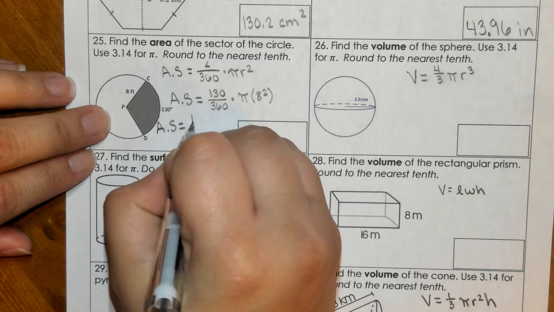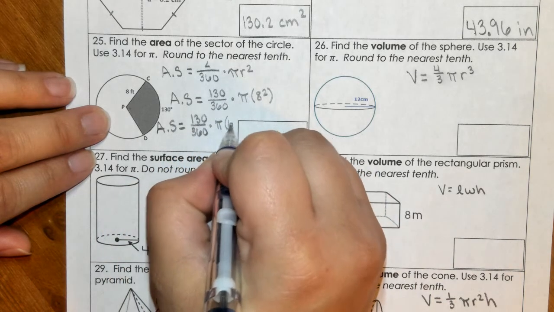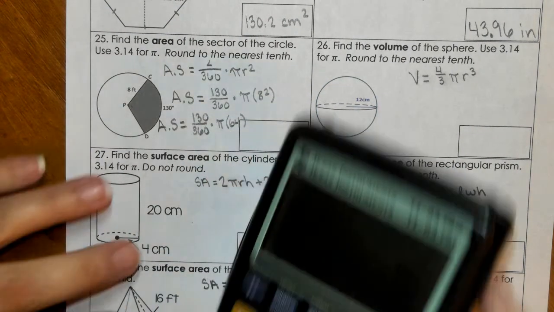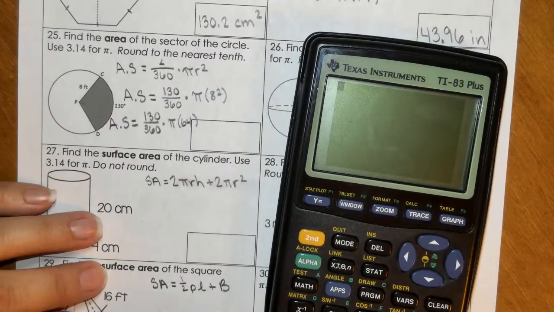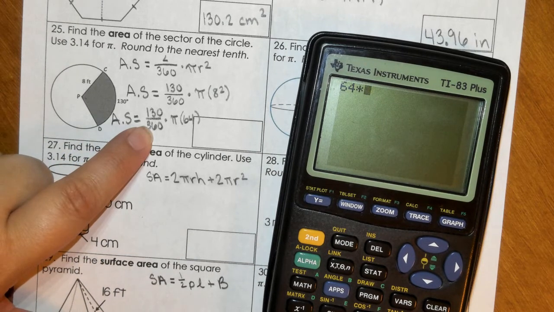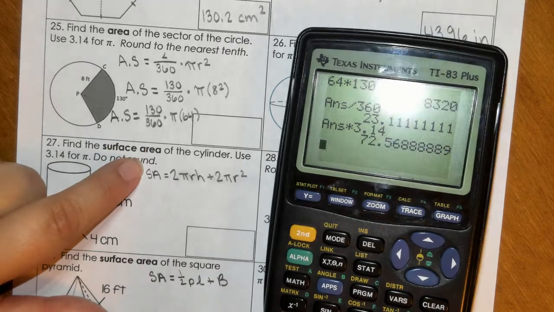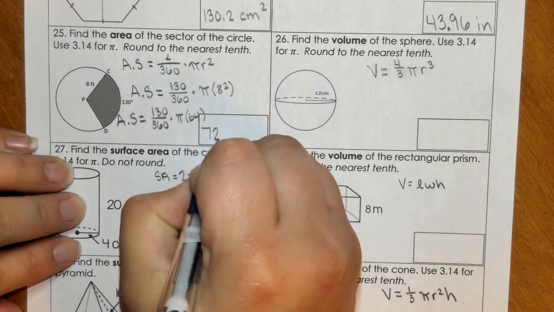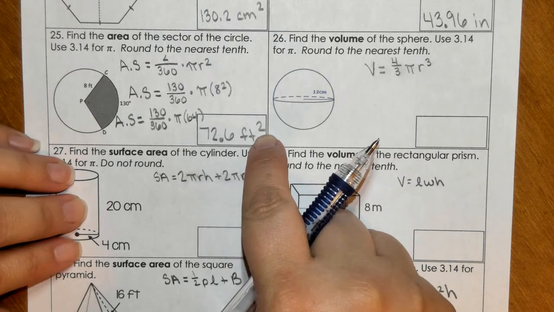So now we know that 8 squared is 64. So I would do 64, I'll work it out here. Okay. So I would do 64 times 130. We divide that by 360, and then we would times that by 3.14. And I get 72.56, but that rounds to 72.6. I still need to put squared on there because it is area.